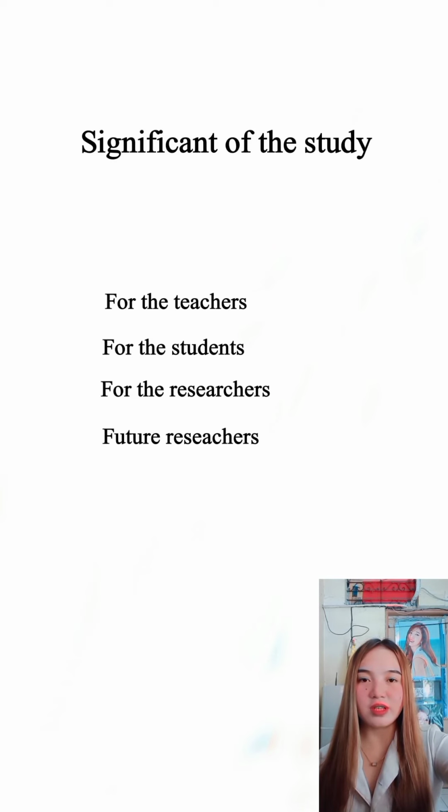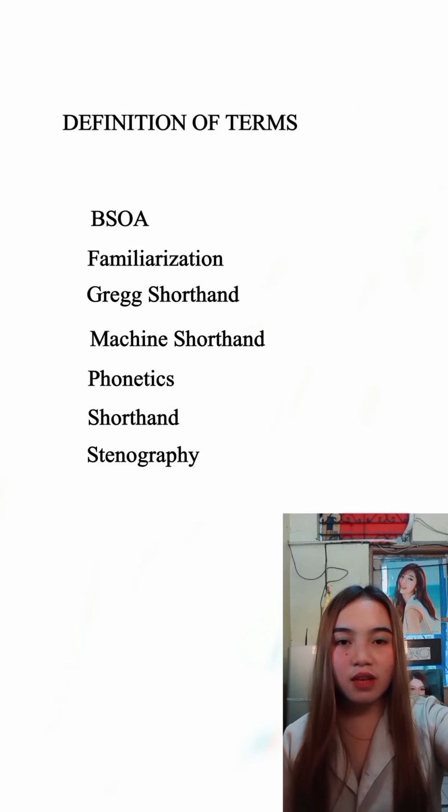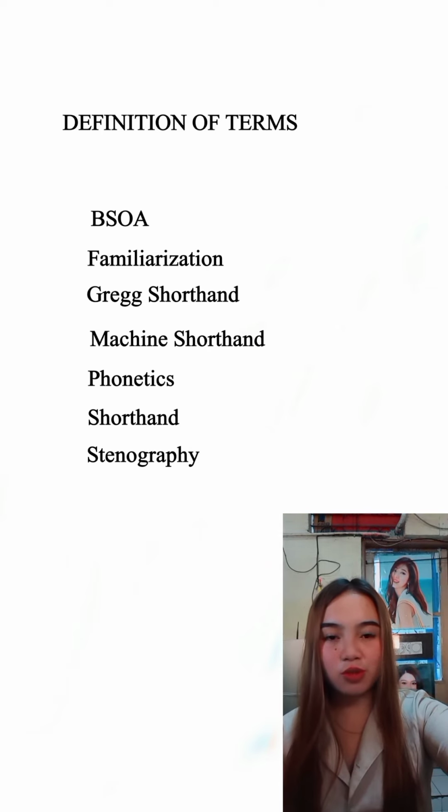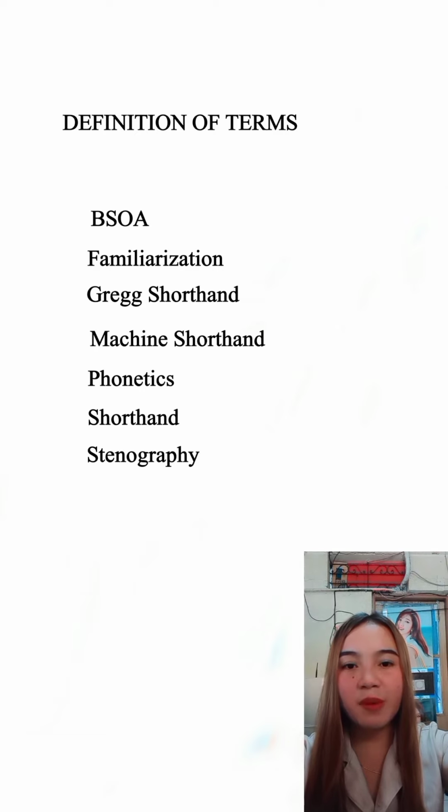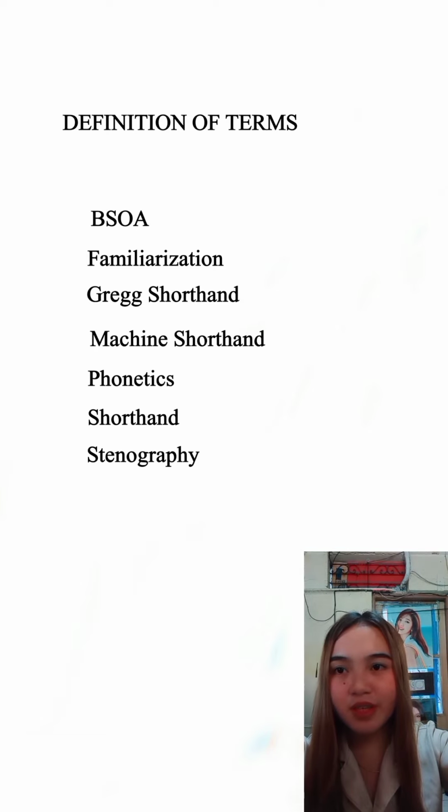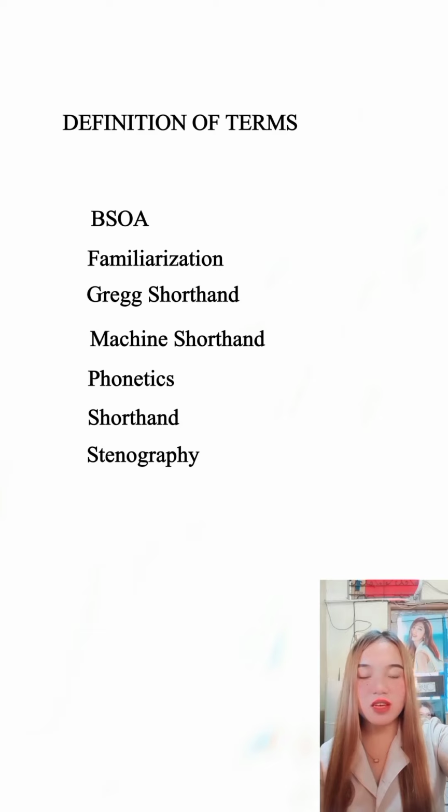The study will be beneficial to the following. First is the teachers, second is the students, third is the researchers, and lastly the future researchers. And the last for Chapter 1 is the definition of terms. There are the following: first is the BSOA, second is the familiarization, third is the Gregg shorthand, fourth is the machine shorthand, fifth is the phonetics, sixth is the shorthand, and lastly is the stenography.